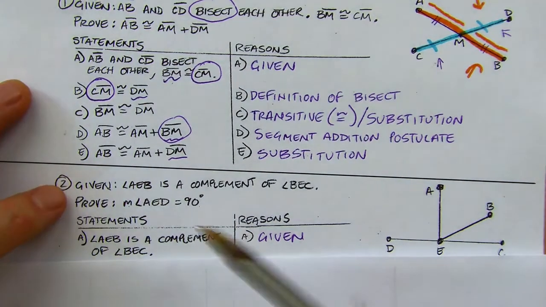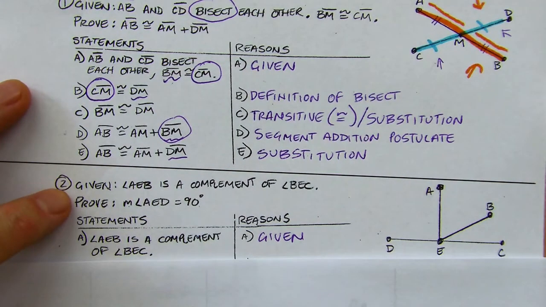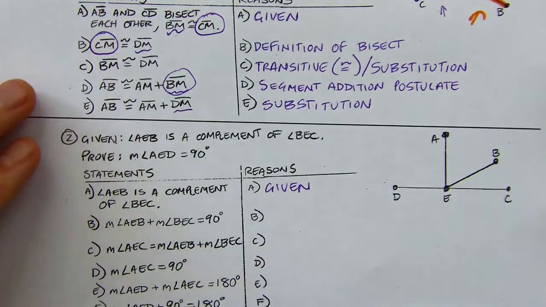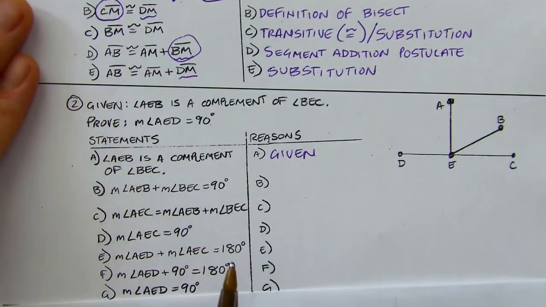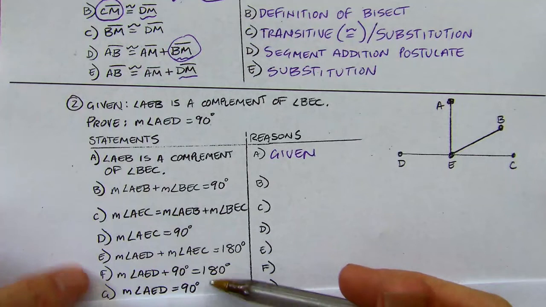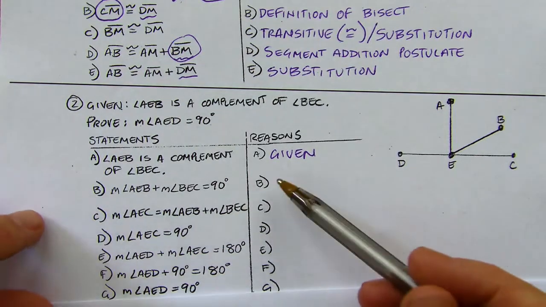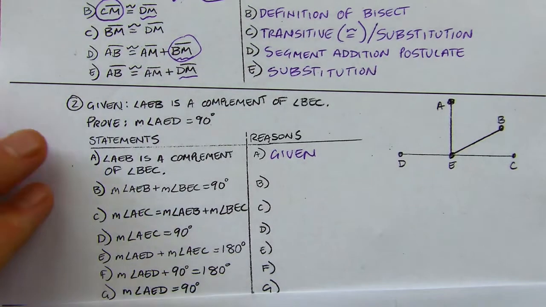At the end of the proof, I'm trying to prove that angle AED is 90 degrees. So that should be the very last statement down here, and it is. There it is. Okay, so the hard part's getting there, right? And then in this case, just figuring out what reason we have for each step.